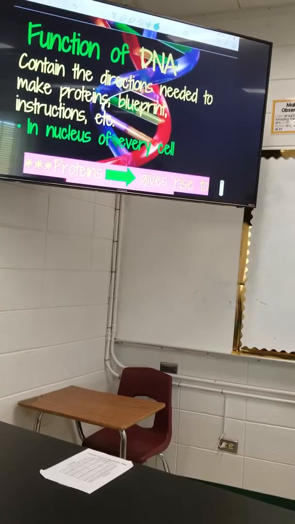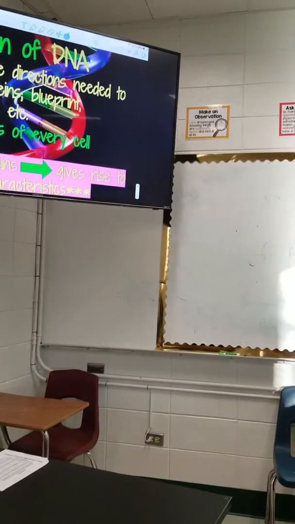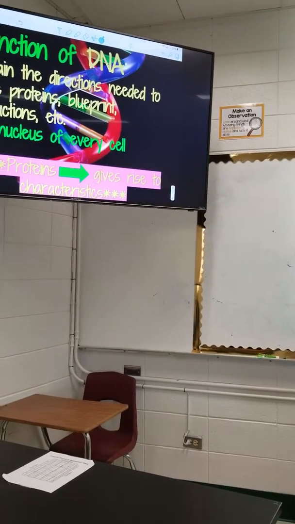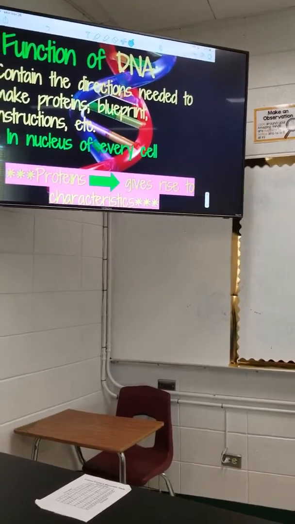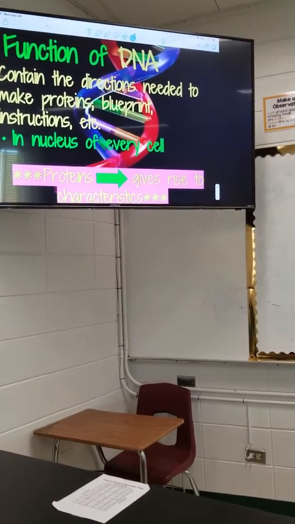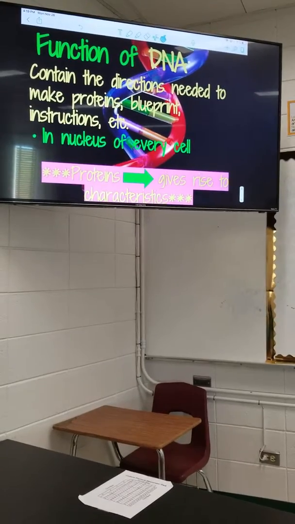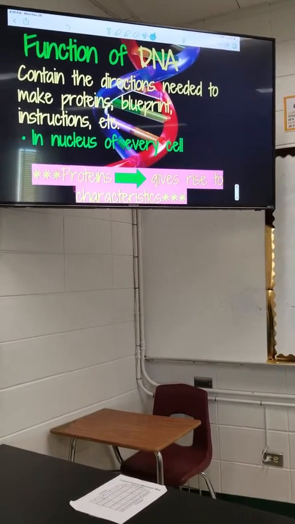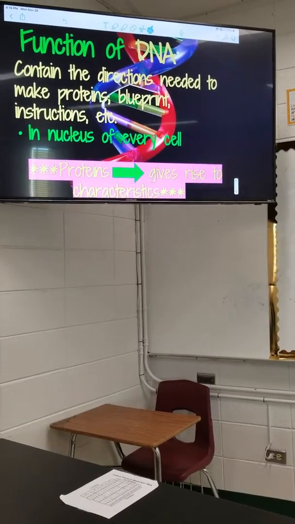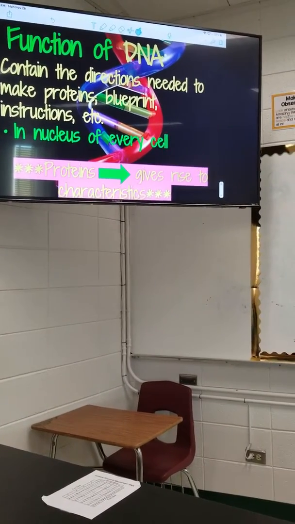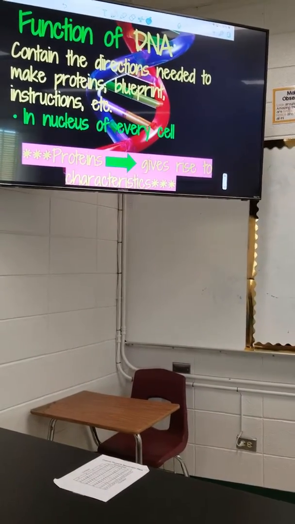And then I'll go on to say how functional DNA is needed to make proteins, which ultimately gives rise to our characteristics, which are our traits, such as hair color, eye color, and skin color, and things like that. I'll ask them, do you know where DNA is located? And a lot of times they will say, hopefully, in the nucleus.